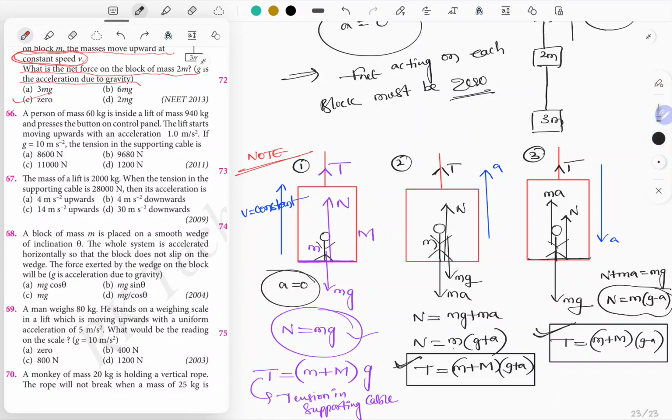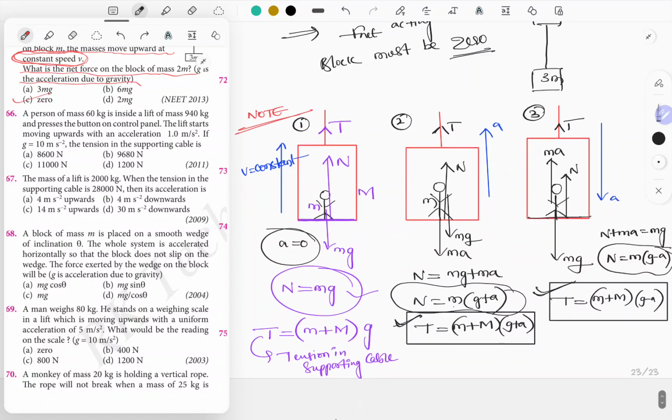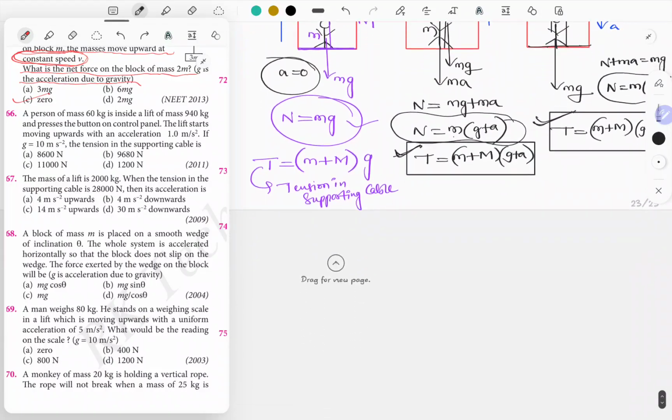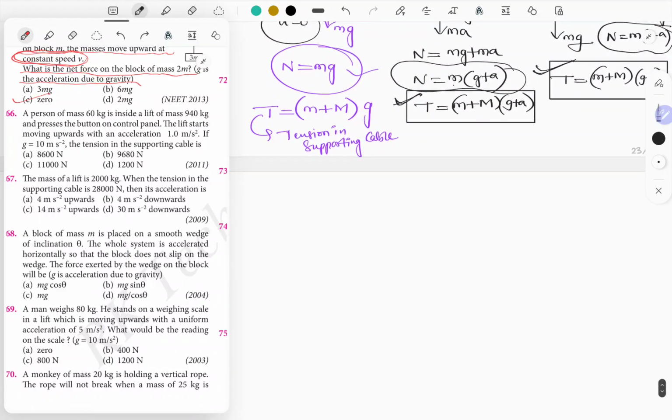So this is what the spring balance will measure. Normal reaction is the thing which we have to find out for the questions where they ask for the measurement of the spring balance. Hope you understood, guys. These three cases are very important in lift numericals.